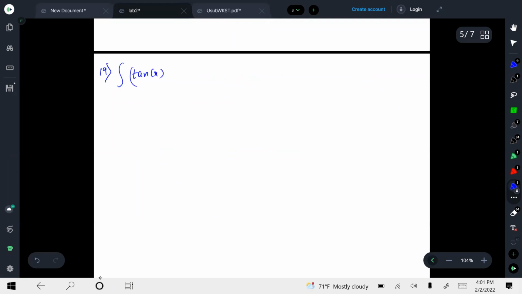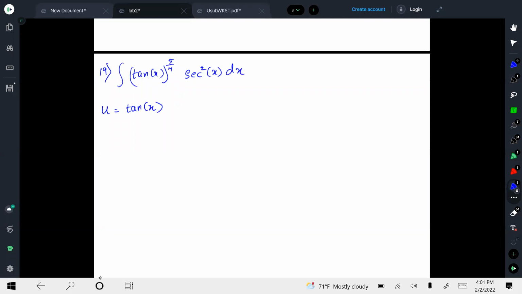The integral of tan of x to the power of 5/4 times secant square of x into dx. Okay. As usual, we will take u as tan of x because we need secant square of x to be eliminated, and that's the reason I took u as tan of x. du by dx equal to secant square of x.